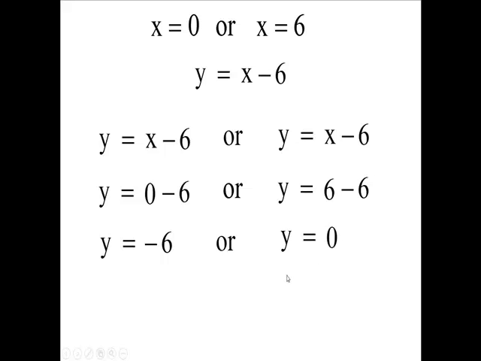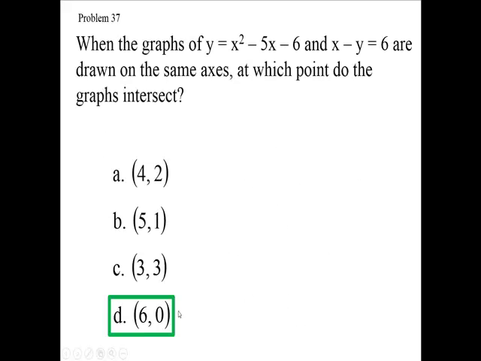So now we have our 2 points of intersection. When x is 0, y is minus 6. Or when x is 6, y is what? 0. So for my four answers, I'm going to pick this one. And that answers this question.